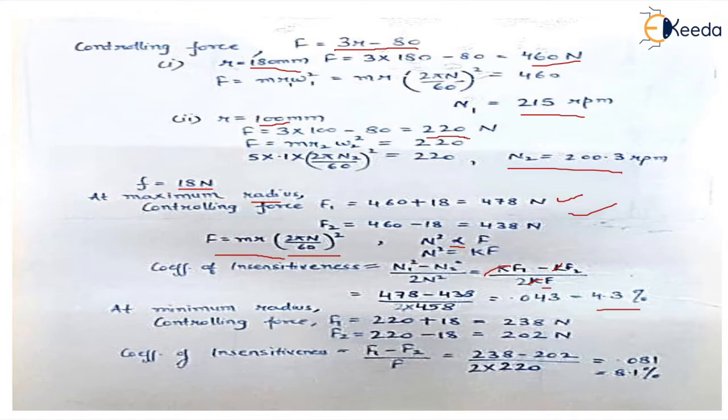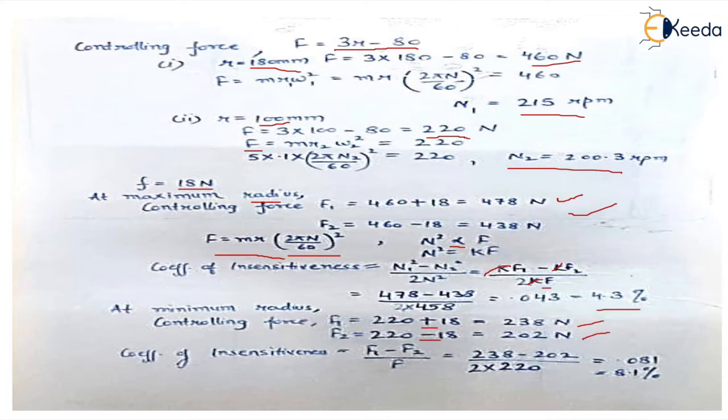Now because the question is talking about extreme radii, we have to calculate coefficient of insensitiveness for both the radii. So maximum we have calculated. For minimum radius, again we know that force without friction was 220 Newton, right? Now friction gets added and subtracted depending upon the motion of the ball and the sleeve, because friction is acting in the direction opposite to that of the motion. So in one case you add 18 and in one case we subtract 18, and these are the values of two forces that we get.